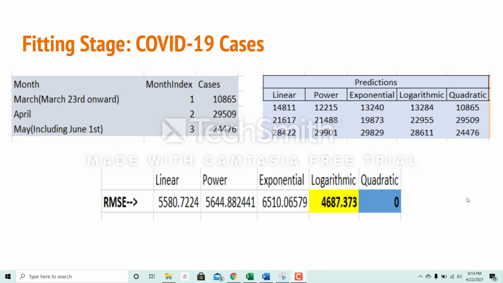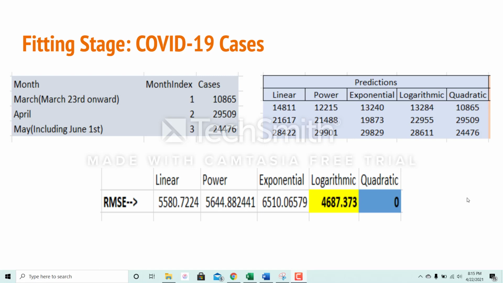On the table to the left, you see the number of COVID-19 cases in Michigan by month during the 70-day mandate. March has data starting from March 23rd onward. April is all of April, and May also includes June 1st. First, we have our observed values, and to make predictions of these values, we modeled trend lines on a scatter plot to get the root mean squared error.